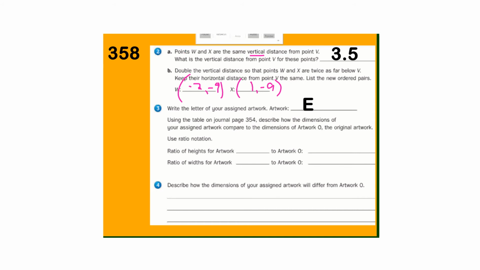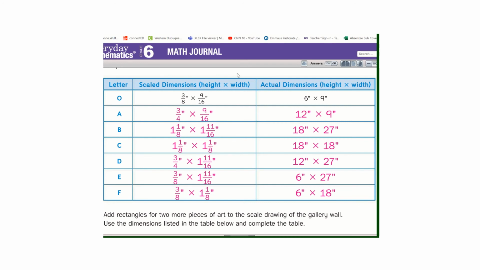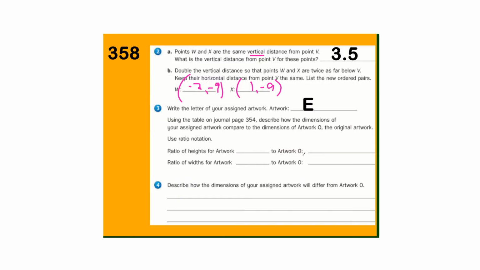Okay, so this is the journal page they're talking about, 354. And so look at E, the height. It is 6 inches. So I'm looking at the 6 inches. I'm comparing that to O, 6 inches. So how does that compare? It's the same. So that one is 1 to 1. 1 for the artwork, 1 here. So using ratio notation like they want you to use, I don't think they really left you a spot to do that. Should have been 1 to 1.